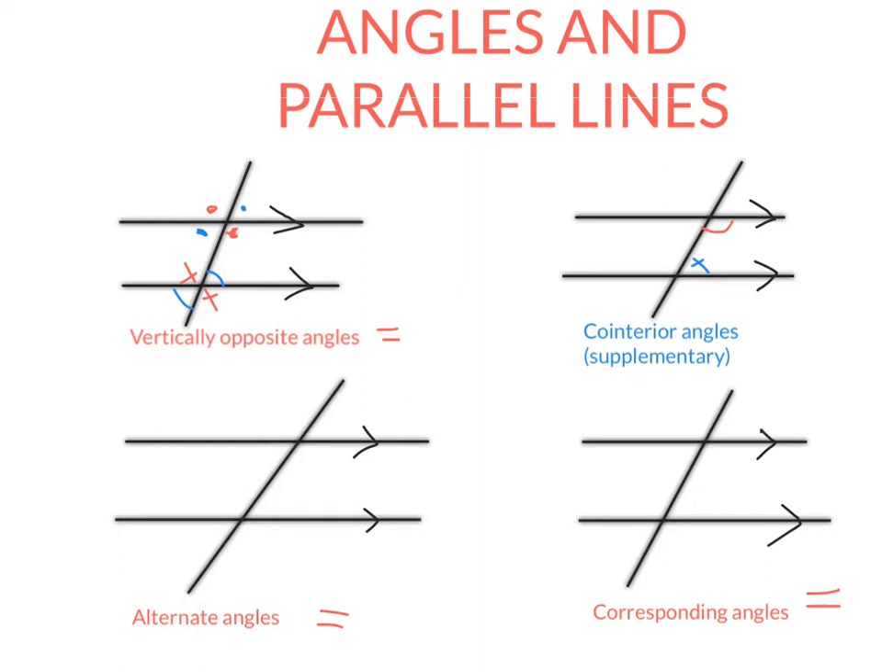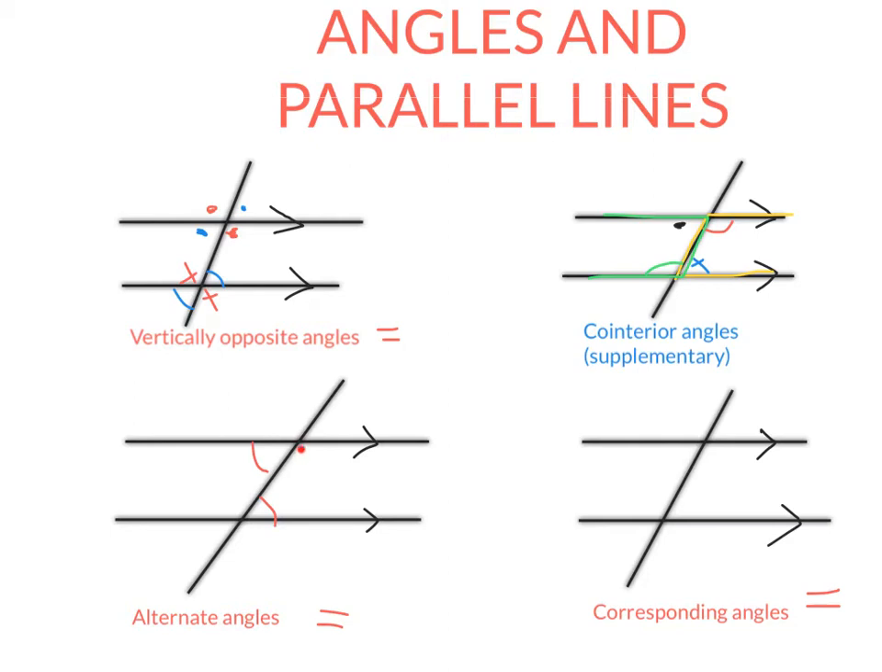So co-interior angles make a C shape around them like this. The C, however, can be back to front like this. So it turns out that this angle here and this angle here are also co-interior. These two angles add to 180. These two angles add to 180. They're not necessarily equal. So because of that, we can look at this angle here and this angle here.